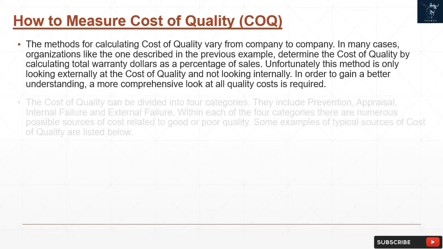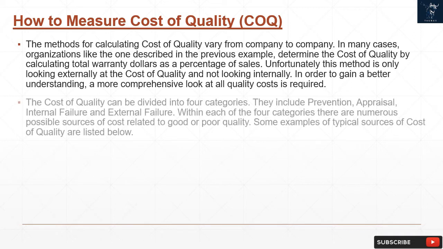The cost of quality can be divided into 4 categories. They include prevention, appraisal, internal failure, and external failure. Within each of the 4 categories, there are numerous possible sources of cost related to good or poor quality. Some examples of typical sources of cost of quality are listed below.